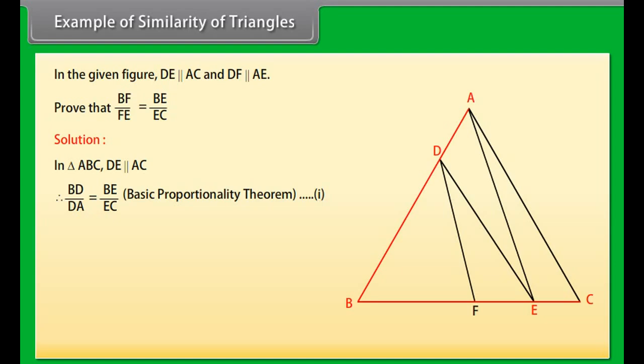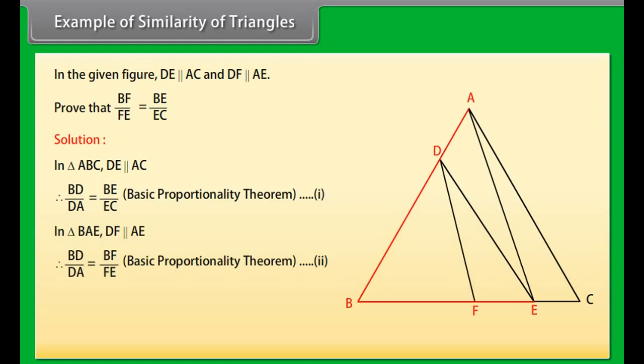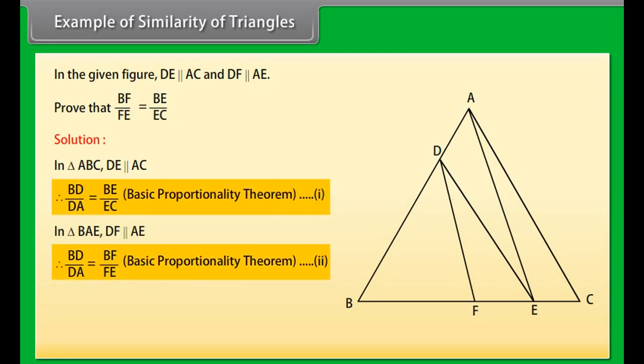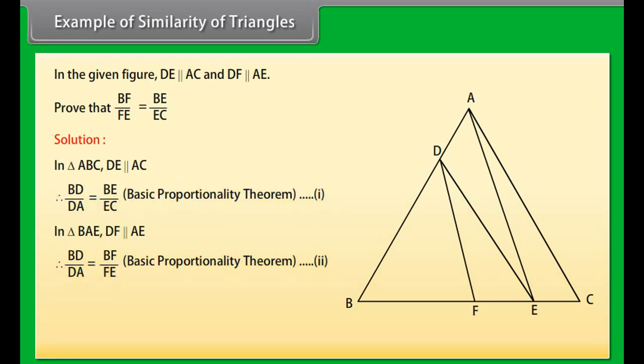Mark it as 1. In triangle BAE, DF is parallel to AE. Therefore, BD/DA = BF/FE by the basic proportionality theorem. Mark it as 2. Now, from first and second, we obtain BE/EC = BF/FE.